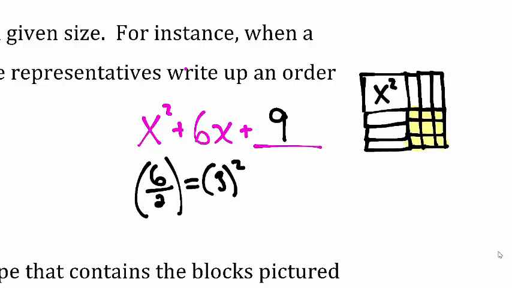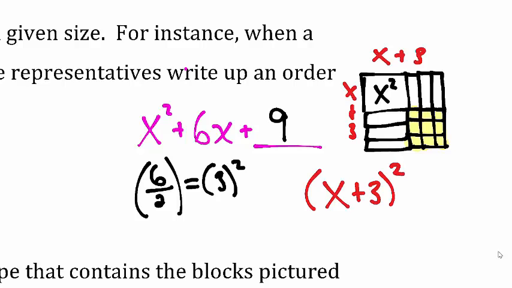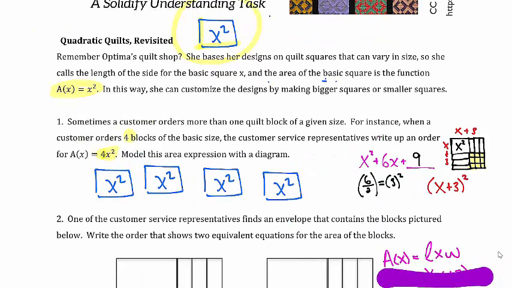And we did that for one quilt. And then we would rewrite that, if you remember correctly, as x plus 3 for the length, x plus 3 for the width. So we could also rewrite that order as x plus 3 squared because it's length times width. I wanted to remind you of that because now we're going to be doing the same thing, but we could have more than one quilt. Like in this case, we had 4 basic quilts.